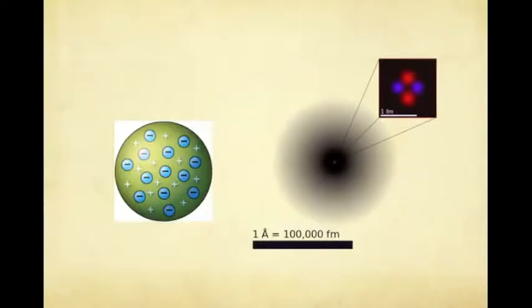As a result of this experiment, the model of the atom significantly changed. This is the plum pudding model, and this is the modern model with an electron cloud and an extremely small concentrated positive nucleus.